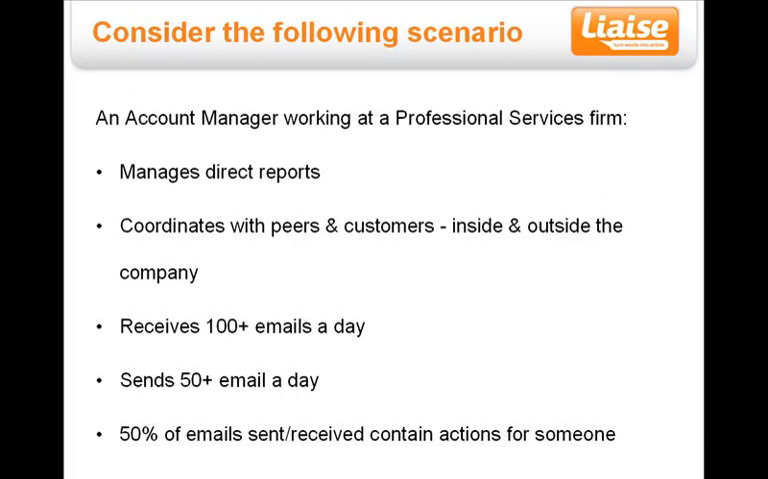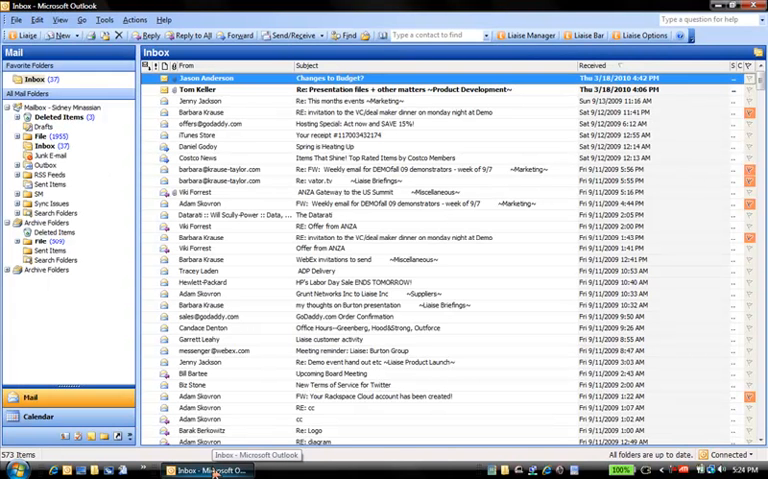Consider the following scenario. Imagine I'm an account manager with a professional services firm. To be successful in my role, I have to be effective at managing my direct reports and coordinating work with a large network of peers and customers who are both inside and outside of my organization. Like most people in my role, I typically receive 150 emails a day, and I send about 50. More than half of my emails contain one or more actions that I need to address or others need to address for me. So let's take a look at Liaise.